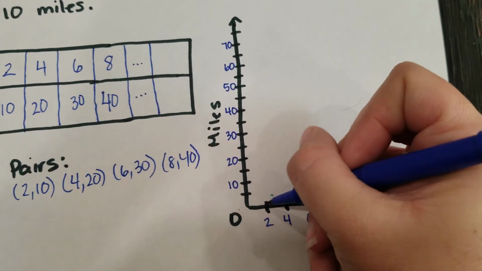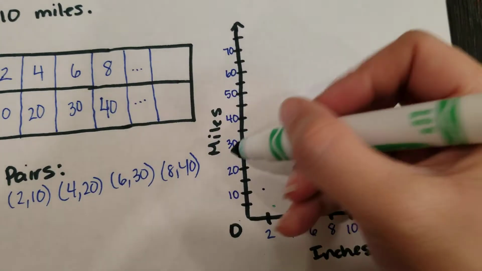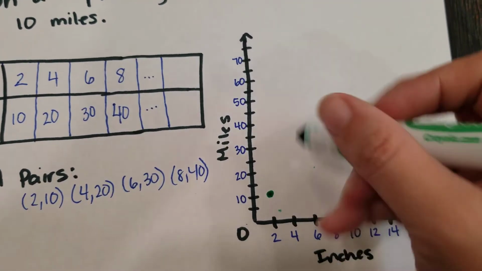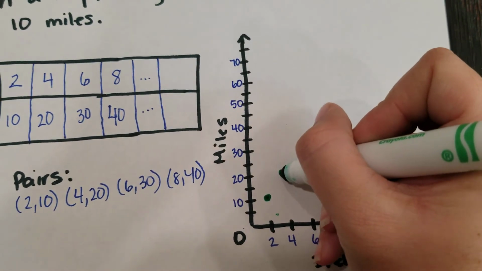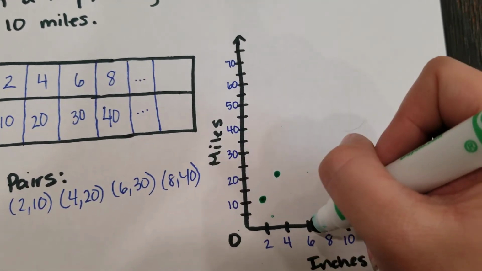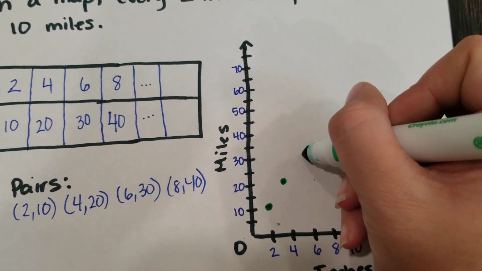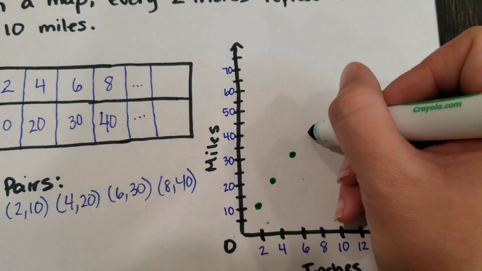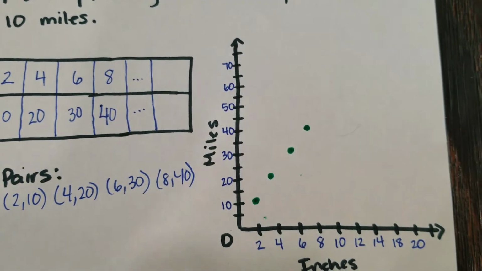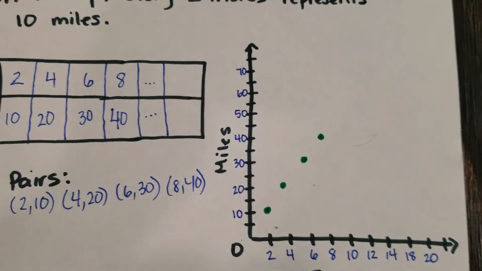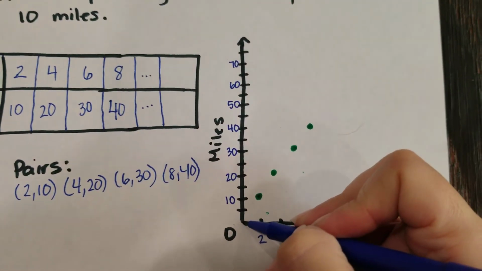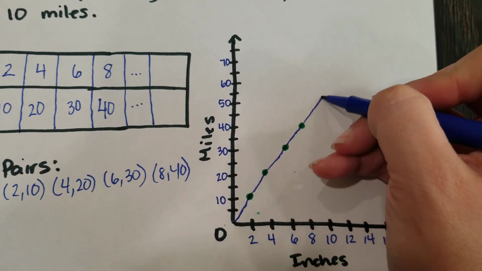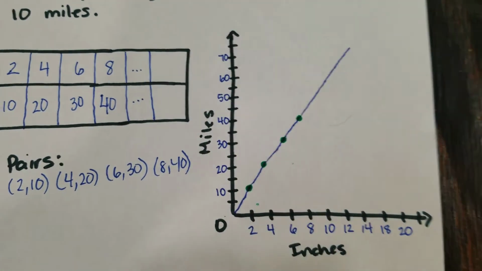So I'm going to go over to 2, up to 10. Over to 4, up to 20. Over to 6, up to 30. Over to 8, up to 40. Okay, is it making a straight line? Yes, it is. That's because they are going up at the same rate. So they are definitely following a rule. Okay, I'm going to extend my line.